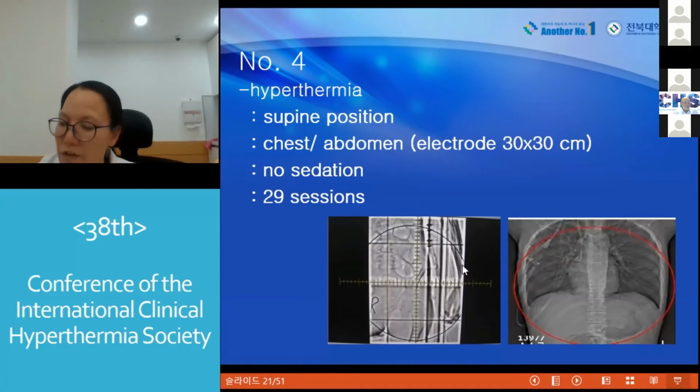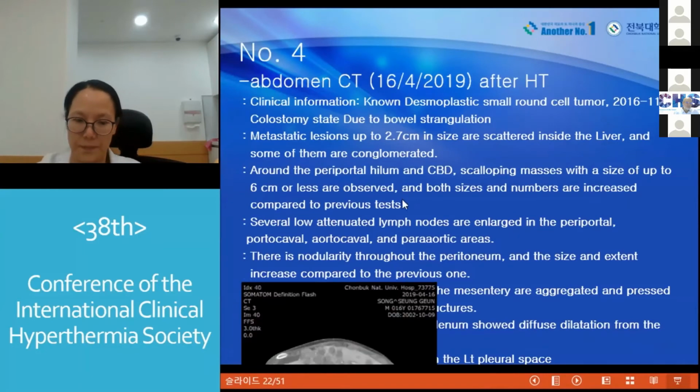The patient complained of severe pain due to a mass near the chest and diaphragm. Also, the mass in the abdomen was enlarged at the time of the hyperthermia. So, hyperthermia was performed to the site at abdomen and chest. He had no sedation. Oncotherm underwent 29 sessions.